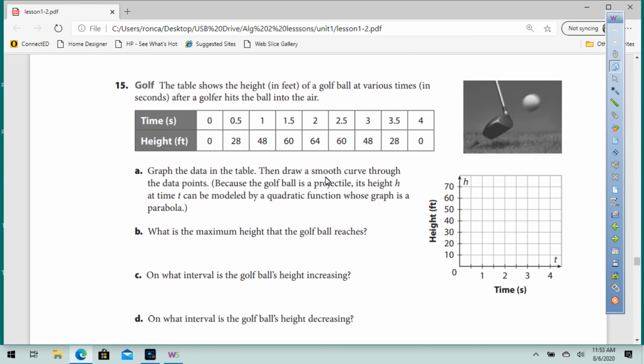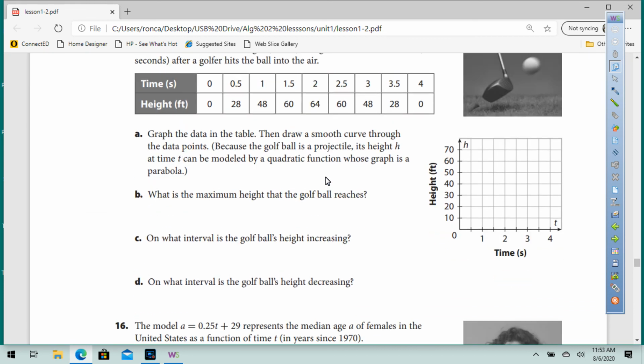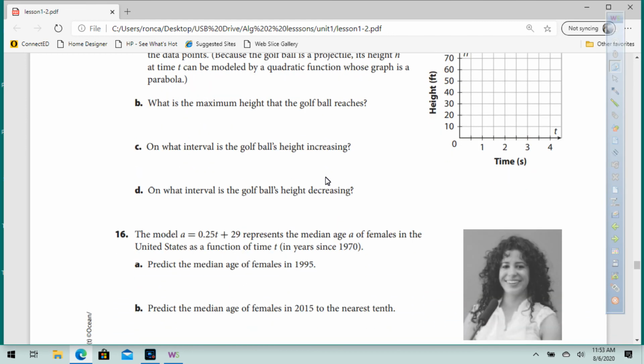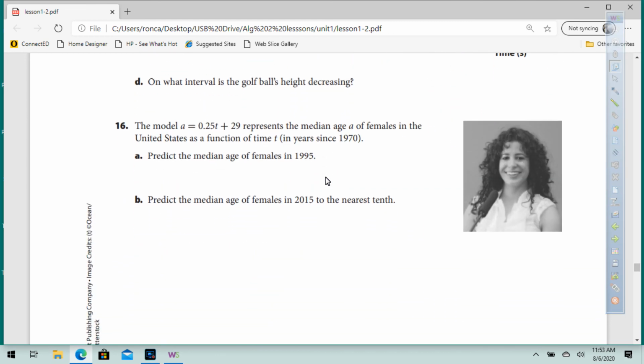Number 15. I would like for you to do number 15 on your own. All right? And see what we can do with it.